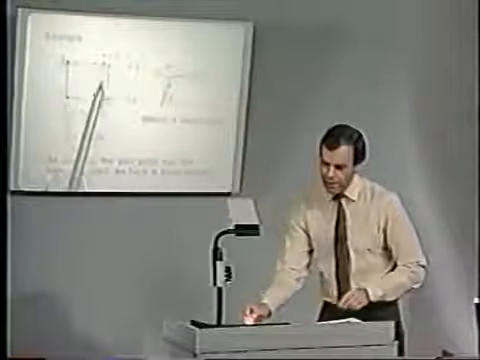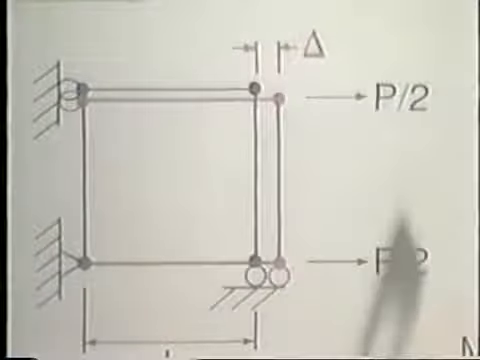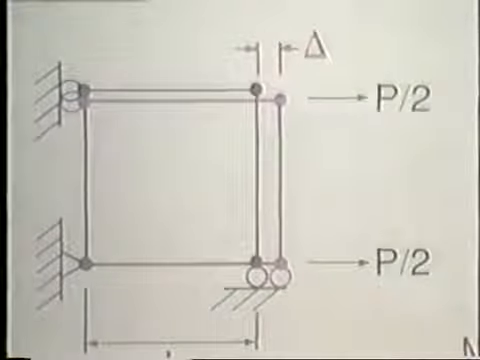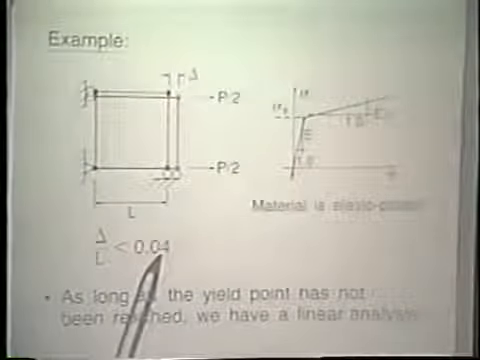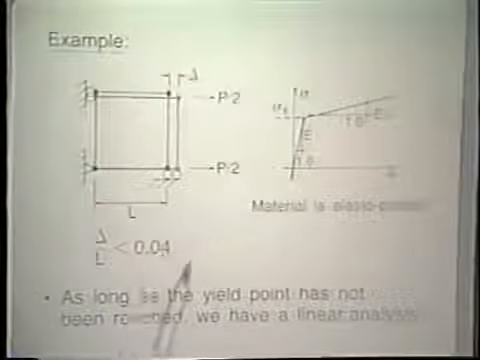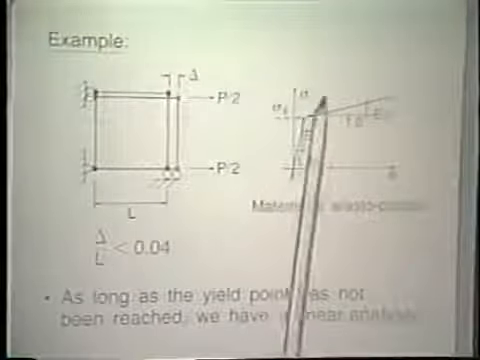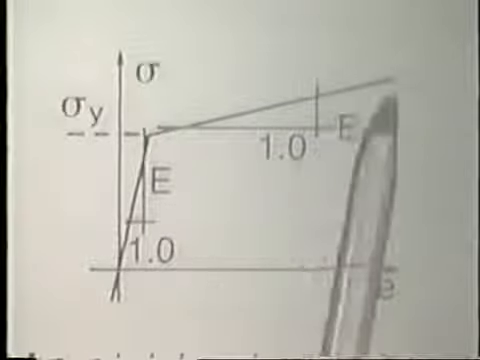Here I'm showing a schematic example. We're looking at a 4-node element that is subjected to the load shown, and delta is the displacement. Notice that delta over L is very small. In fact, even this 4 is already relatively large. We should really have here possibly a 2. The nonlinearity lies in the material description. The material is an elastoplastic material, Young's modulus E, yield stress sigma y, and strain hardening modulus Et.